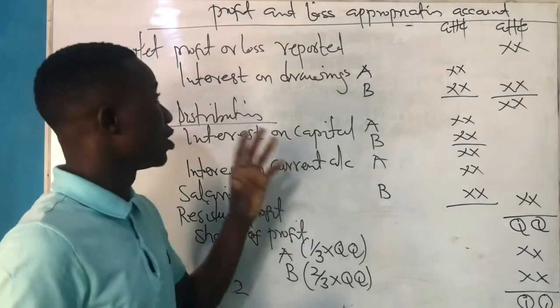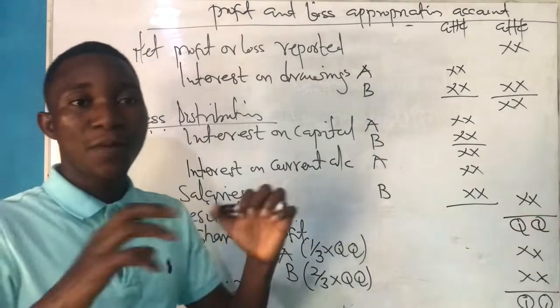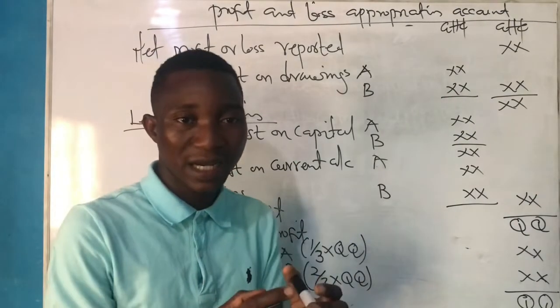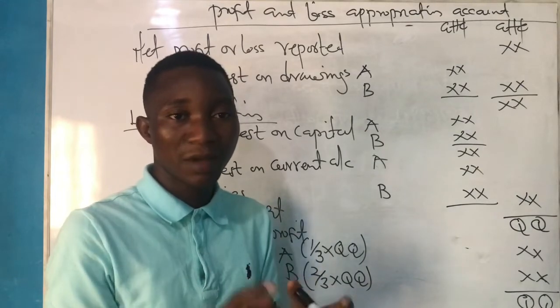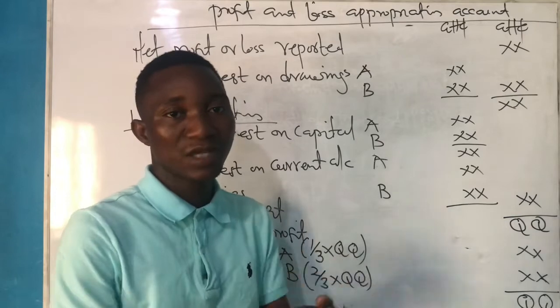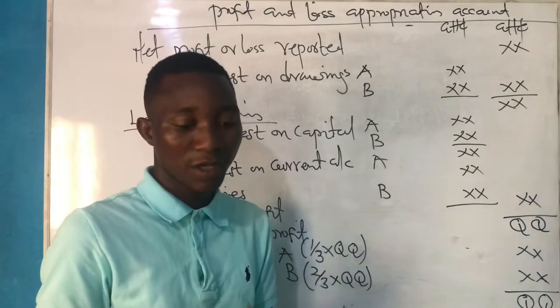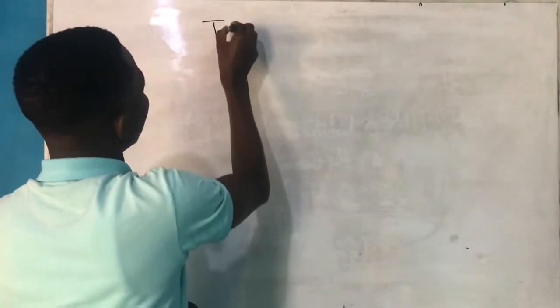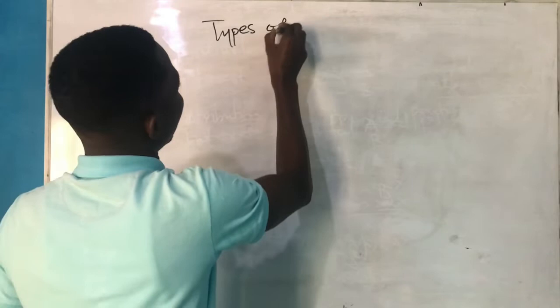Okay, so let's also try to look at how we prepare the partners' current account and that of the capital account. But before that, I will explain the difference between the fixed capital account and the fluctuating capital account. So basically we have two types of capital accounts. So let's consider the types of capital account.